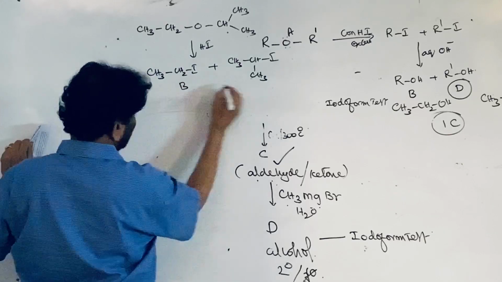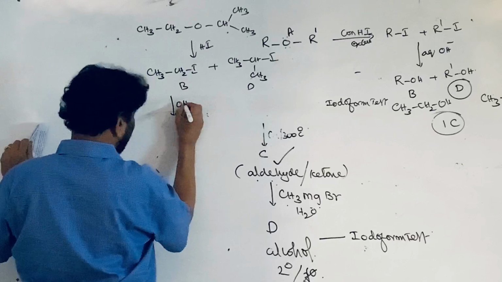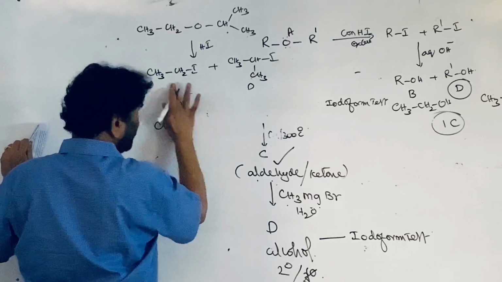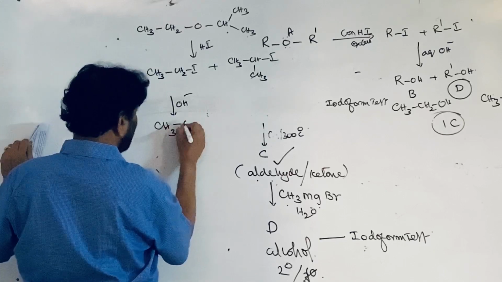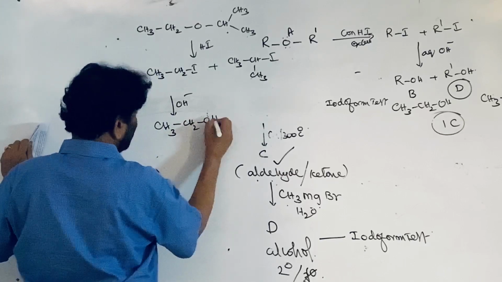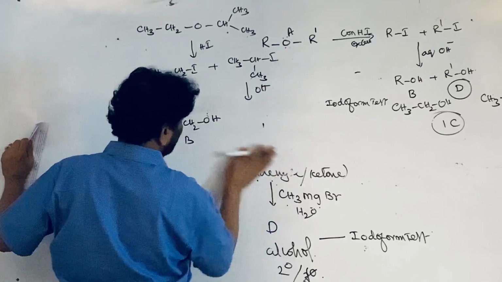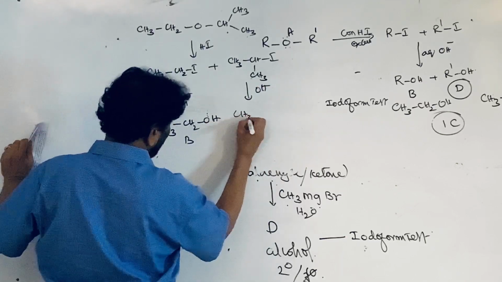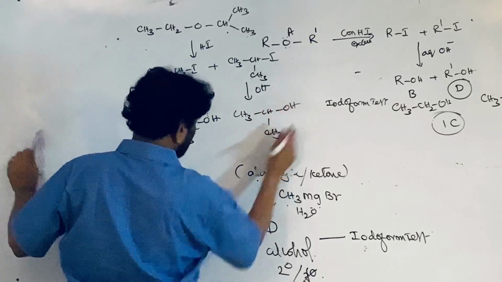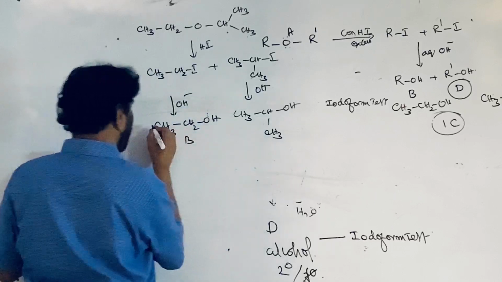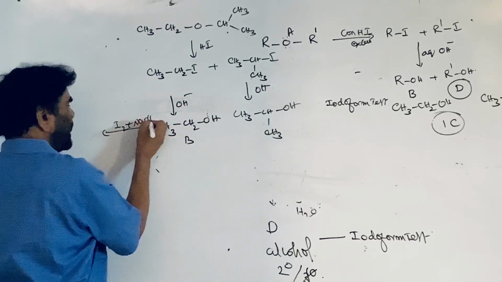This is the case. This is B, this is D. This on treatment with OH minus base. So this is not B and C. After hydrolysis the names are given. This is CH3CH2OH, this is B. This on treatment with the base is converted into isopropyl alcohol, 2-propanol. This gives the iodoform test, this gives the iodoform test, iodine plus sodium hydroxide, satisfying.